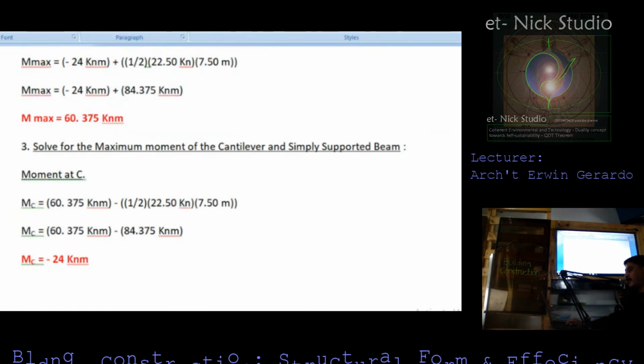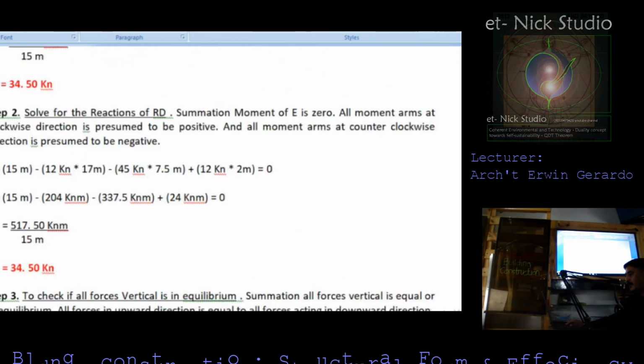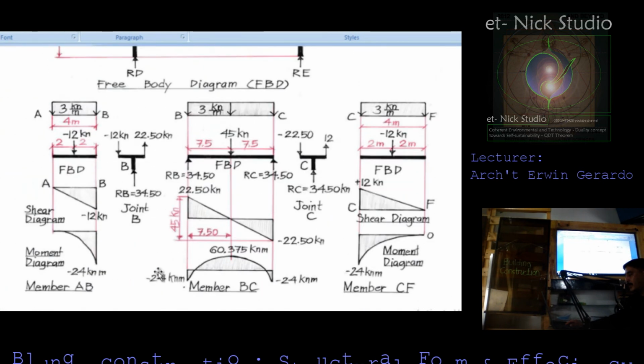So solve for the maximum moment at the cantilever and simply supported beam at moment C. So we have 60.375 kilonewton meter minus 1/2 of 22.5 kilonewton times 7.5. Moment at C is negative 24 kilonewton meter. So this is the derivation of your negative 24 kilonewton meter.